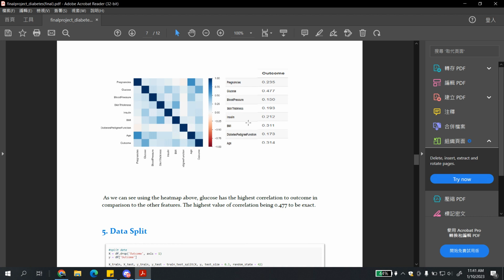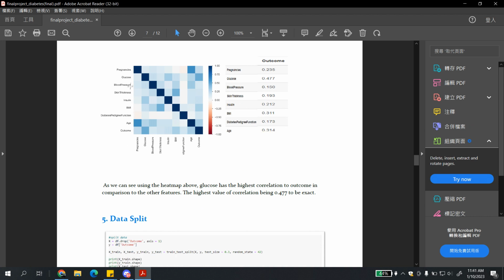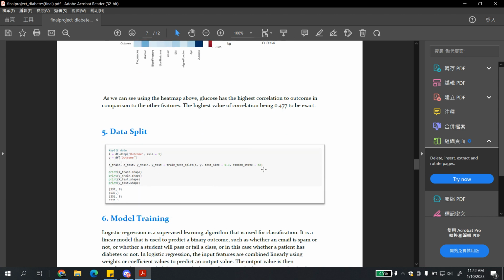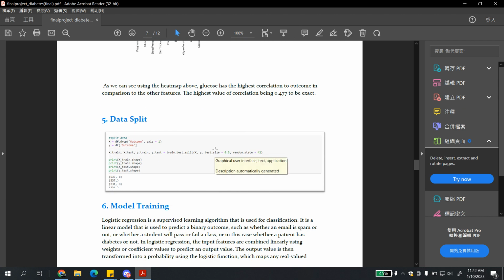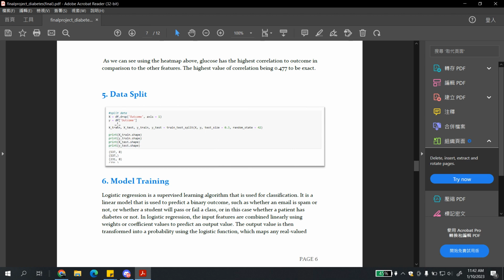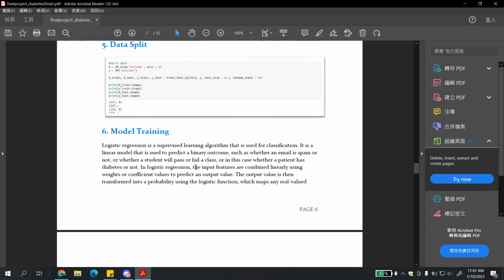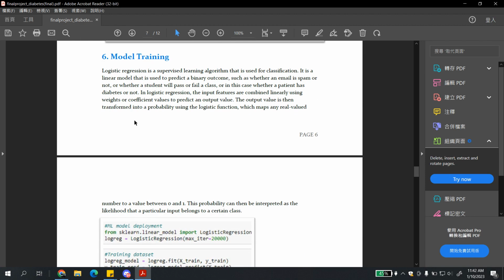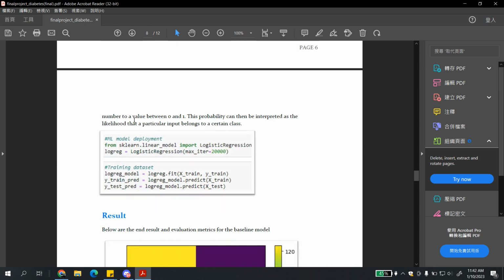Here's a correlation matrix. As we can see, glucose is the darkest, so therefore it does have the most correlation, like it's 0.477 in comparison to the others. Okay, so what we're gonna do next is split the data, a 70-30 split of training and testing. For the baseline model, we're going to use logistic regression.